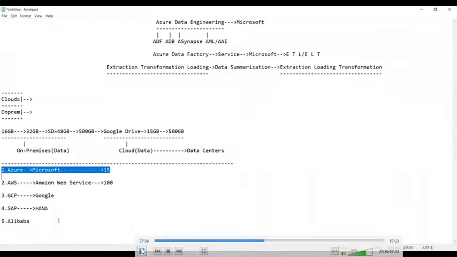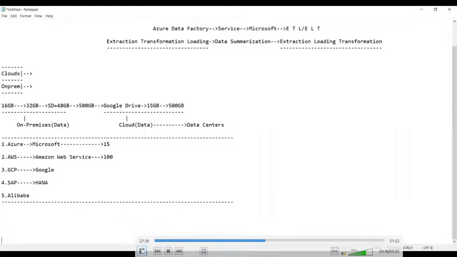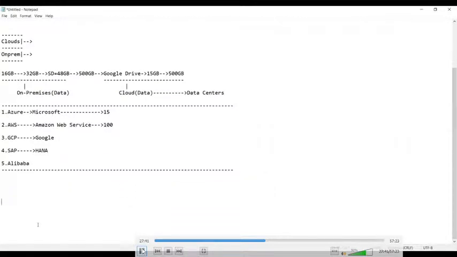Whether it is Azure or Amazon or Google or SAP or whatever it may be, all of them are providing the cloud service. And they are providing these cloud services in three categories. What is the first one called? IaaS. The second one they are providing in the form of PaaS. And the third one in the form of SaaS. So what is IaaS, guys?